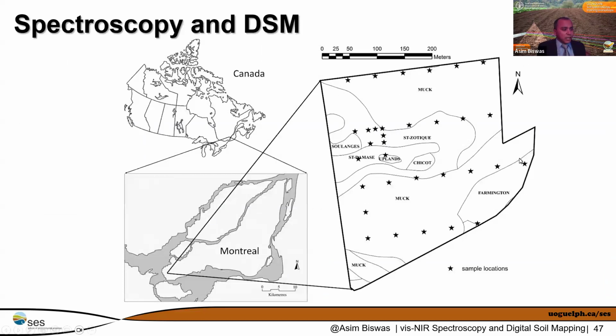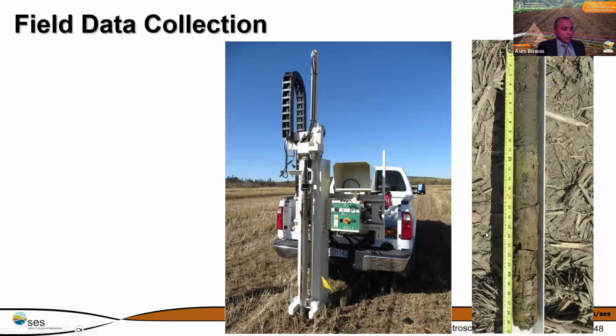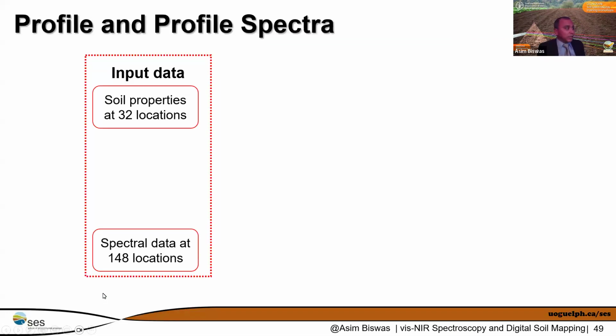So what I did, we created a gridded approach, and we collected soil cores from about 32 locations. On top of those 32 locations, we took our spectrometer and actually dug it through the soil, and we collected another 148 soil spectroscopy samples, in situ soil spectral data. So we collected soil cores, and then we took the same spectrometer in the same field, and at each of those 32 locations plus additional locations, we collected soil spectra. So we got profile spectra: 32 soil property locations, but 148 spectral data.